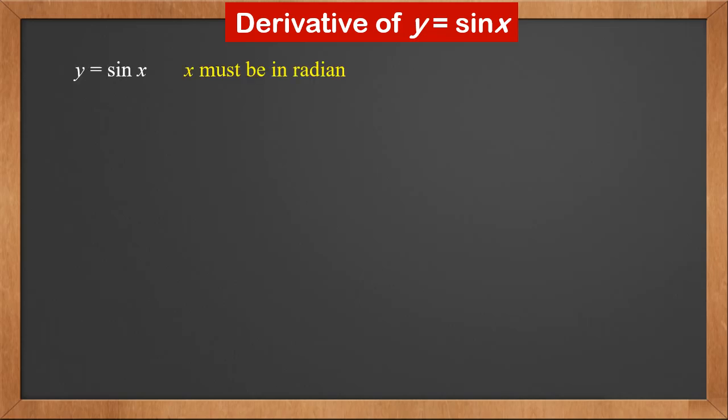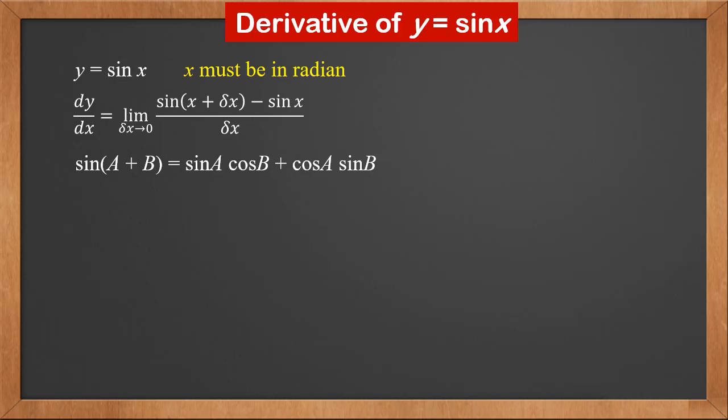Let's find out the derivative of y equals sin x. X must be in radian. dy over dx is the limit of sin x plus delta x minus sin x over delta x when delta x approaches 0. We need to change the numerator.